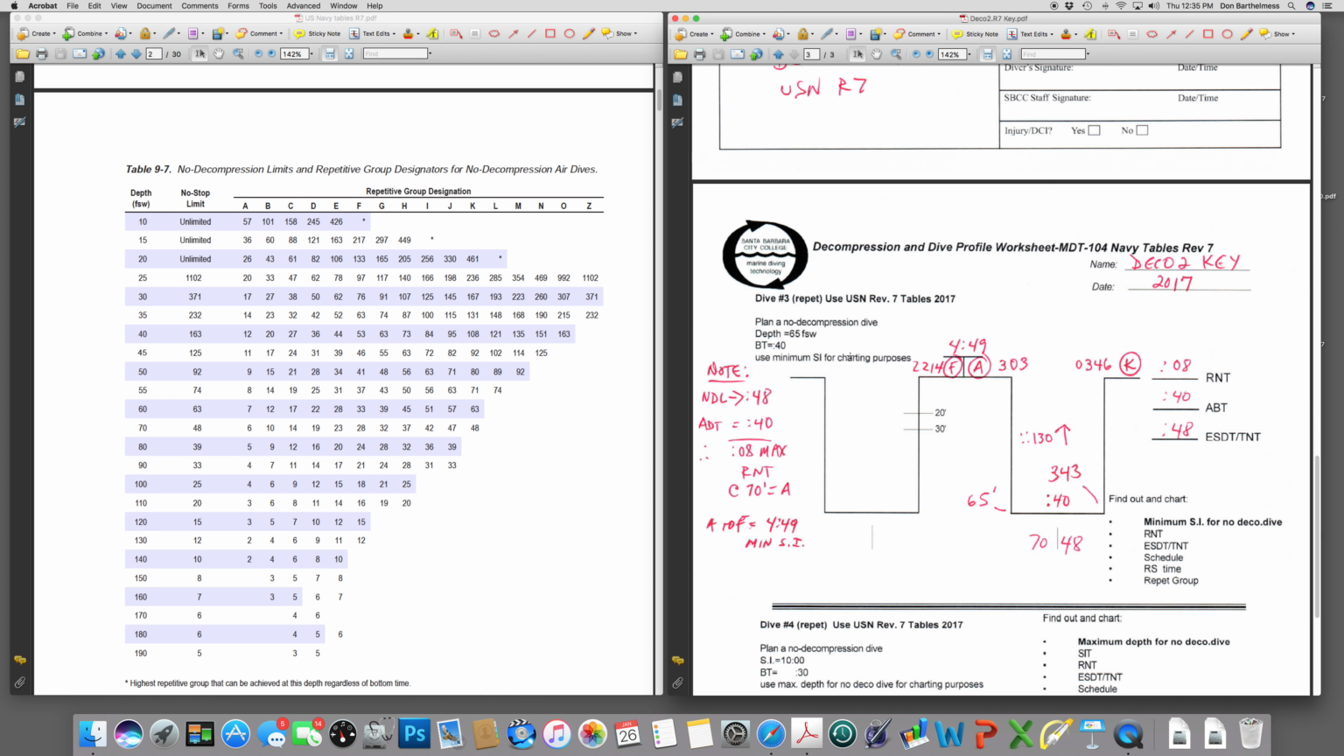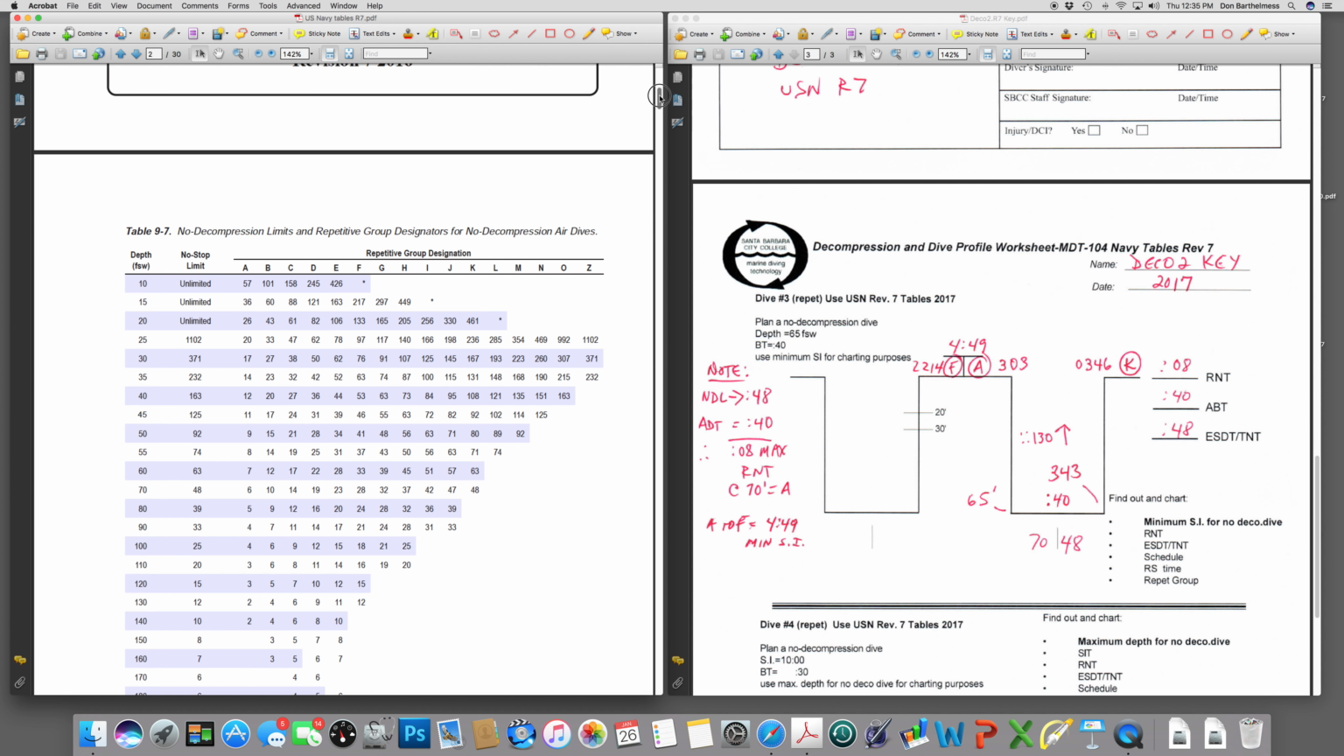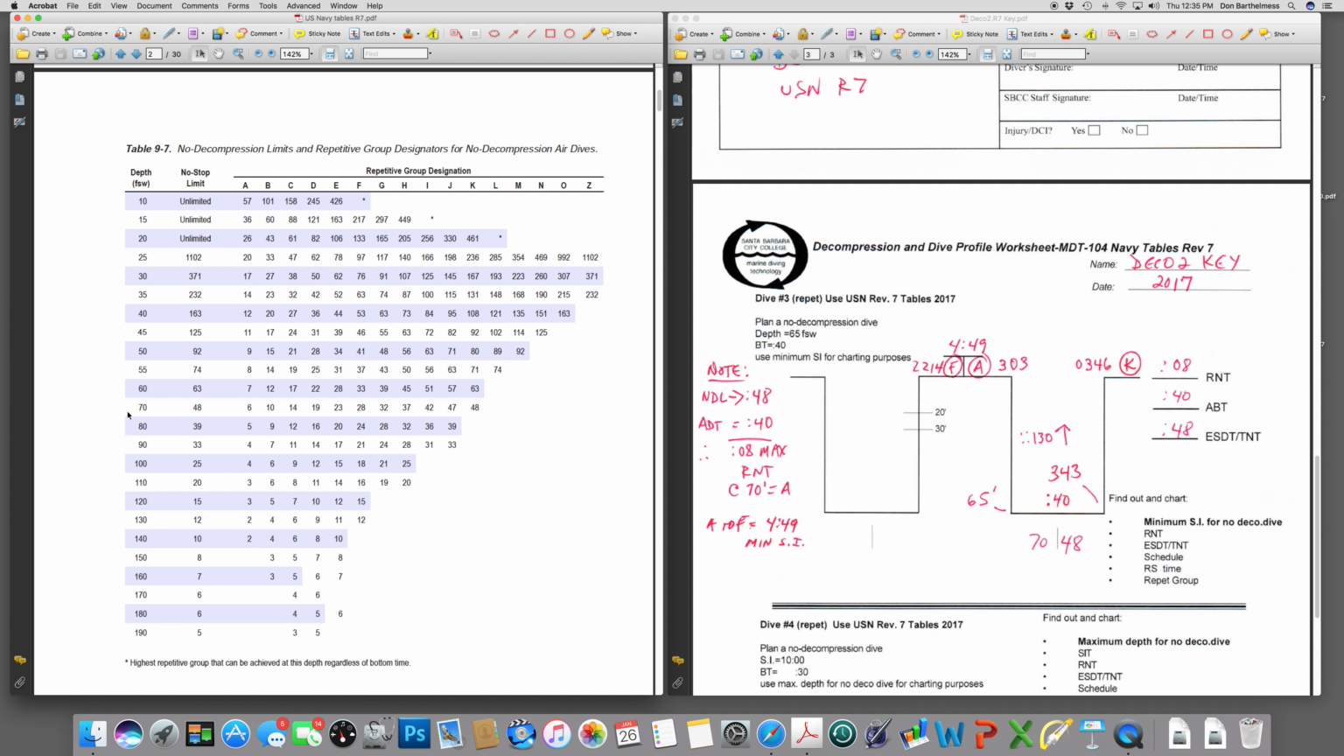A lot of students struggle with getting started, and my advice to you is to figure out and define what a no decompression dive to 65 feet is. Well, quite obviously that would be a 70-foot table, because we must take the number and round it up. There is no 65-foot depth, so we round it up to 70 feet. I am telling you that you're going to be in the water for 40 minutes actual.